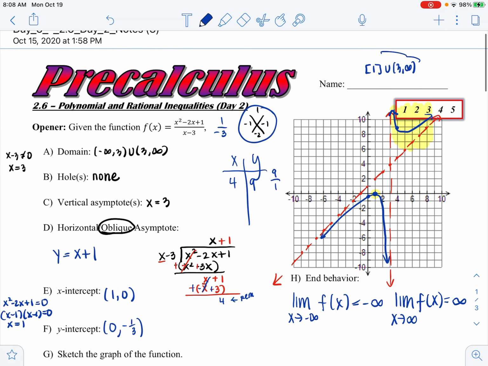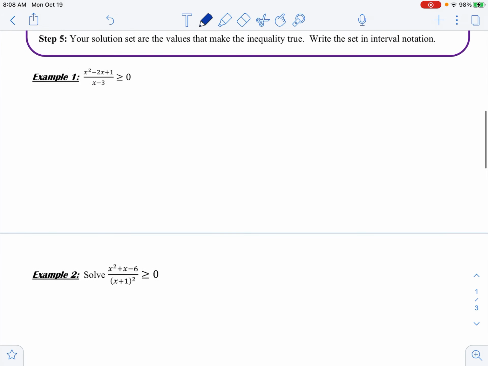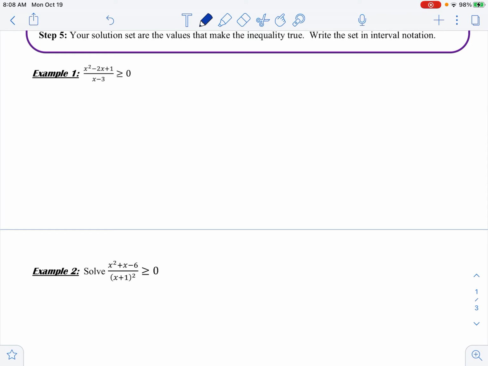Okay, so let's go ahead and do this algebraically and see if we can get this as an answer right here. Okay. So first off, we're going to start with, are there any restrictions on your domain? And we know that x cannot be 3. So we already know x can't be 3, okay? All right, so now we're going to do what the steps said, okay? We are going to get it equal to 0 instead. So I'm going to have x squared minus 2x plus 1 over x minus 3 equals 0.